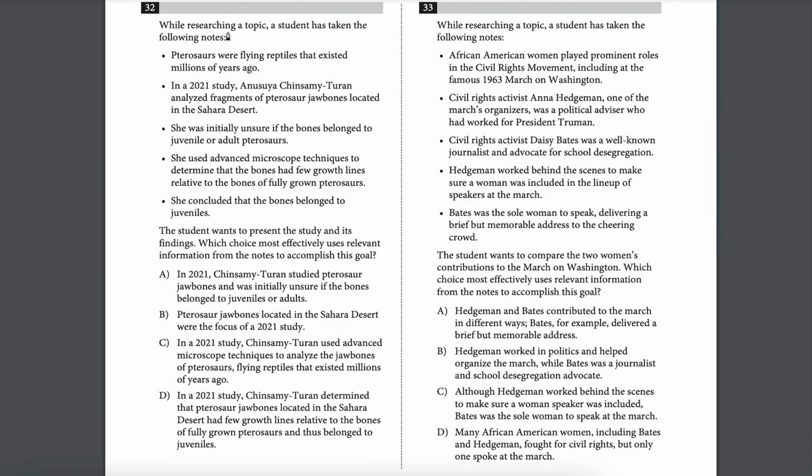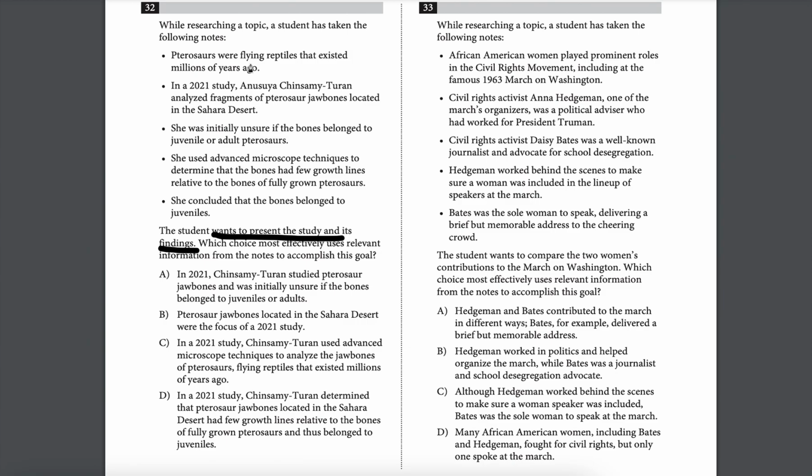Number 32. While researching a topic, a student has taken the following notes. Let's look at the question first. The student wants to present the study and its findings. So let's underline some things. They want to present the study and its findings. So which choice helps accomplish that? Well, let's look at all of these.